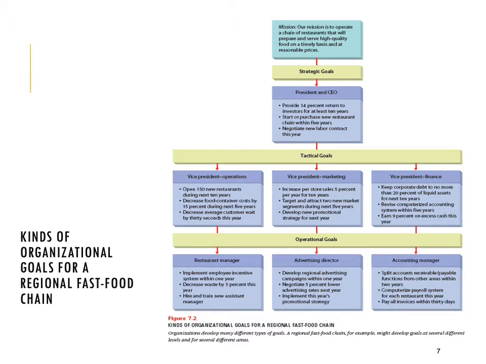The vice president of operations has an obligation to open 150 new restaurants during the next 10 years, then decrease food container cost by 15% during the next 5 years, and also decrease average customer wait by 30 seconds this year. Then the vice president of marketing has an obligation to increase per store sales 5% per year for 10 years, then target and attract two new market segments during the next 5 years, and develop new promotional strategies for next year.